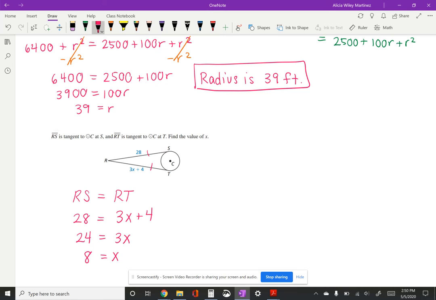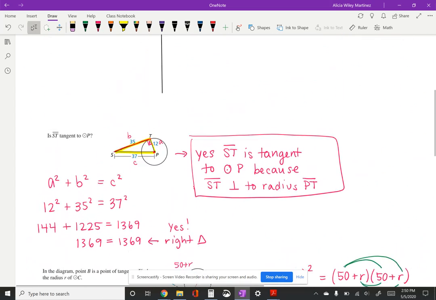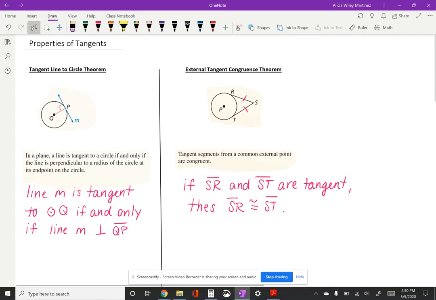So in this problem, all they've asked you to do is find the value of x, and the value of x is 8. And you could very easily check your answer by plugging it in here. If you do 3 times 8 plus 4, you can see that it does give you a value of 28, which is the same as the other tangent segment in the problem. So I hope these two examples have helped you out. Good luck with your practice on these two theorems.